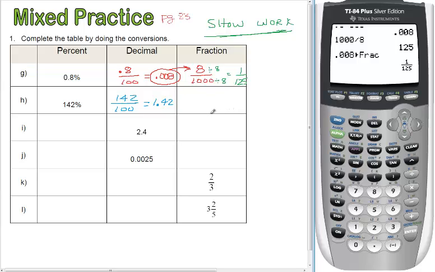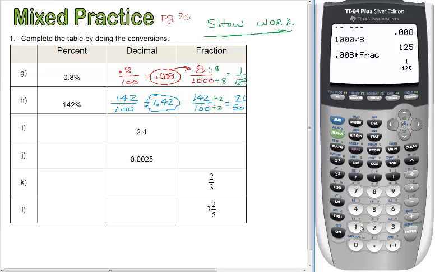Okay? So there's your answer for that one. There's the decimal. Now take 142 over 100 and reduce it. You can see they're both even, so you can divide by 2. If I divide each by 2, what will I get? So if I divide 2 and divide 2, I get 71 over 50, and I don't think that reduces anymore.